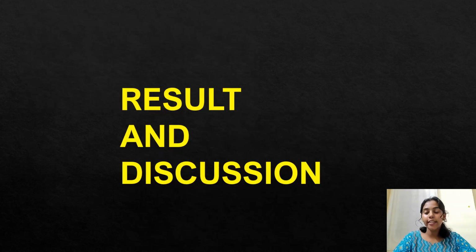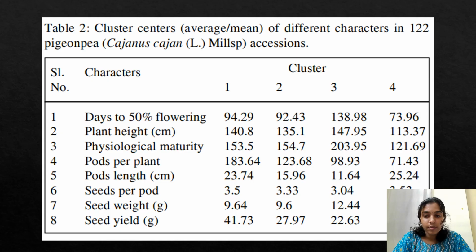Next is results and discussion. We can go to the next slide. In this table, we can see the centers for each character in each cluster. That is the cluster centers of different characters in the 122 PGNP accessions.